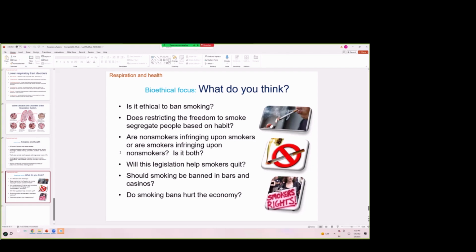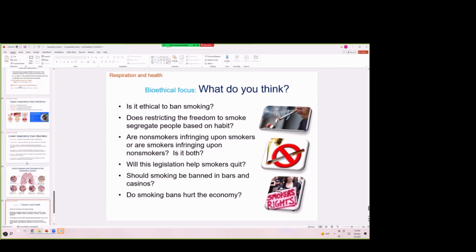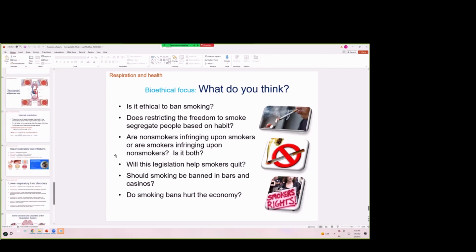But this is just a good summary of how our respiratory systems work, with the goal of introducing oxygen that we need for cellular respiration and getting rid of carbon dioxide, which we make as a result of cellular respiration. Does anyone have any questions?